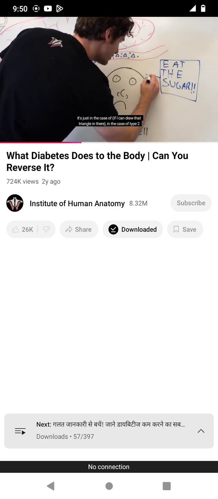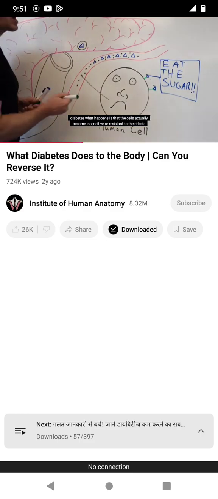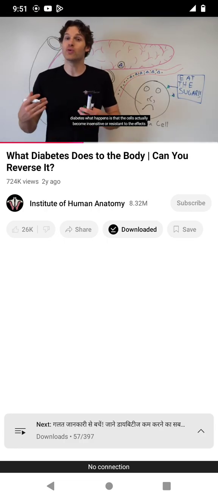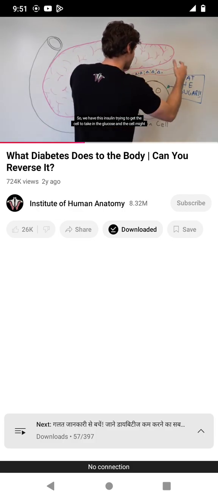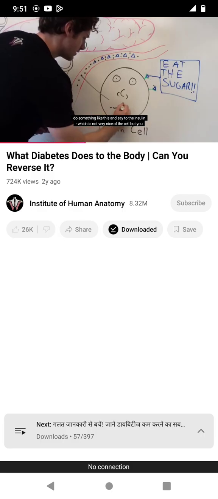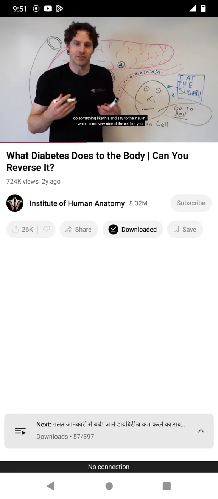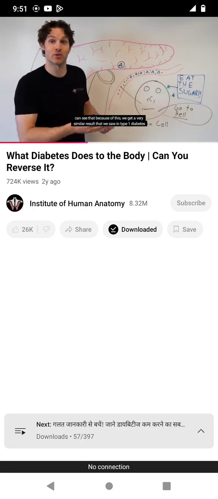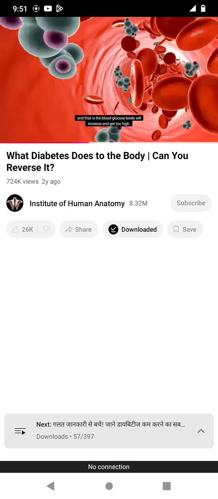It's just in the case of type 2 diabetes, what happens is that the cells actually become insensitive or resistant to the effects of insulin. So we have this insulin trying to get the cell to take in the glucose, and the cell might do something like this and say no to the insulin, which is not very nice of the cell. But you can see that because of this, we get a very similar result that we saw in type 1 diabetes, and that is the blood glucose levels will increase and get too high.